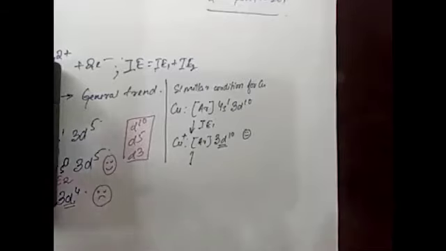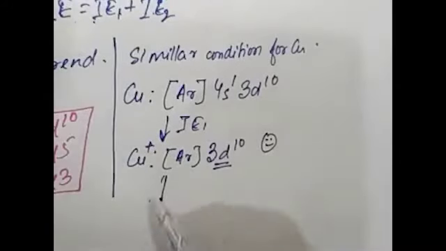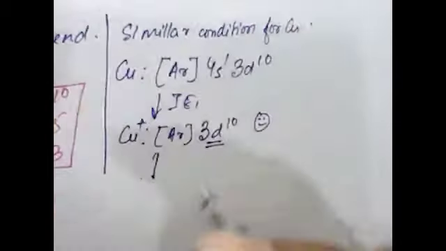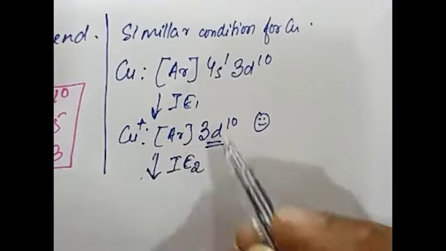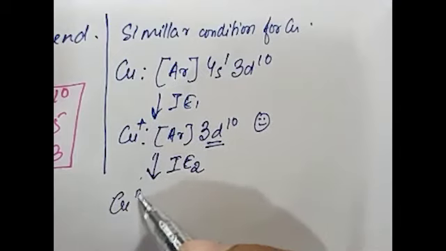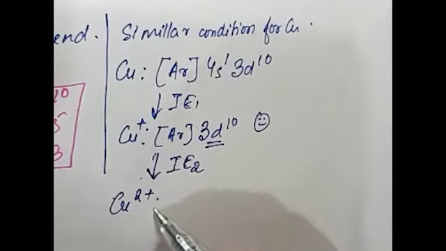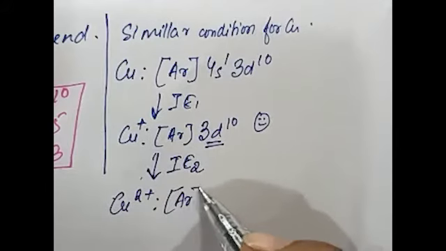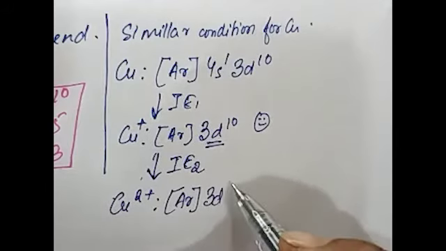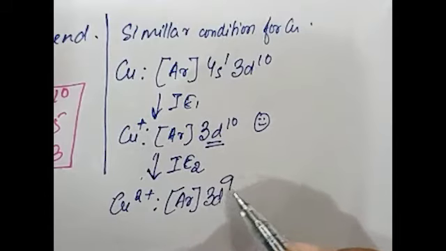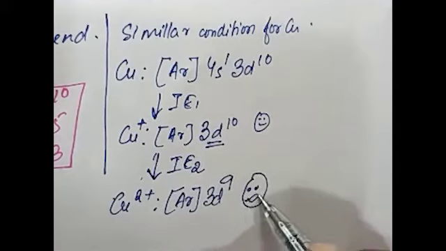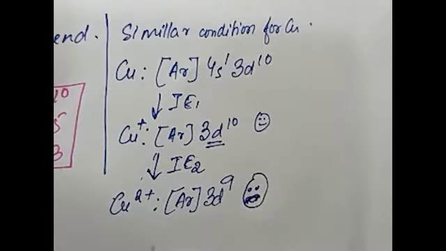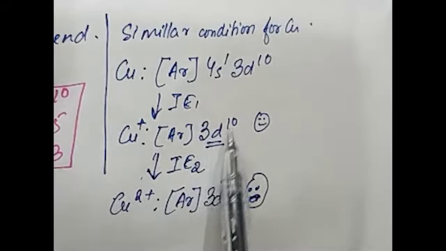Okay. So copper plus, if you lose the electron, then copper plus may become Cu2 plus, which is again very, very unstable, 3d9. So it is not very happy in this configuration. What is the reason behind that? Because it is losing a very stable configuration of d10.